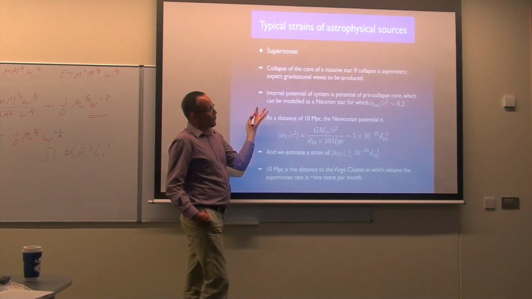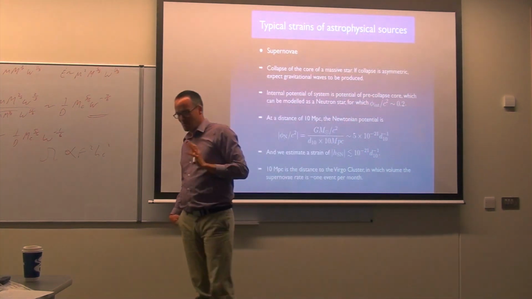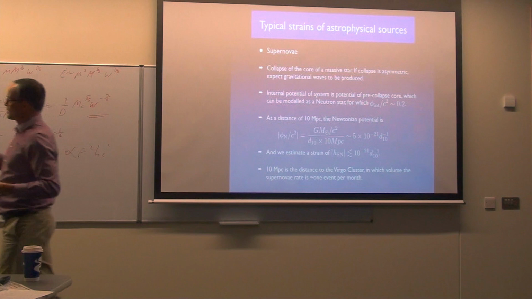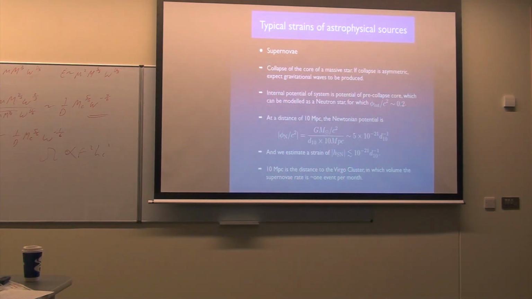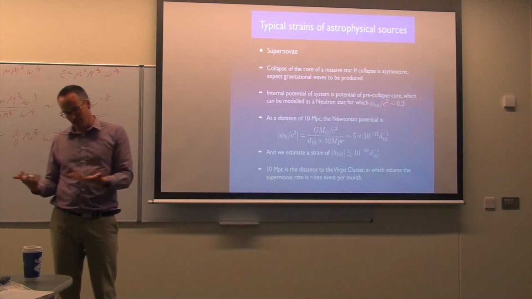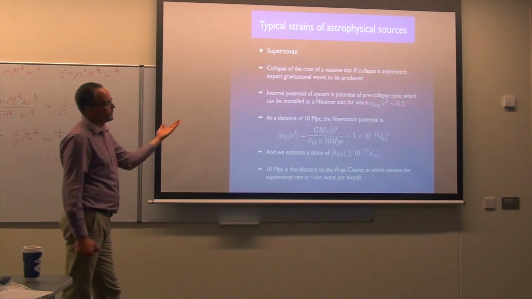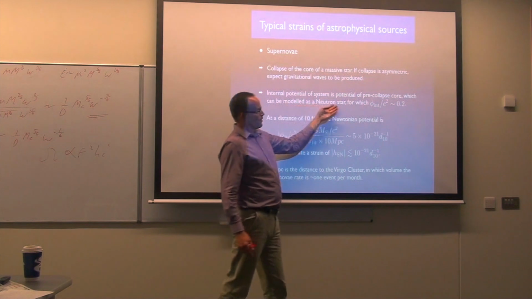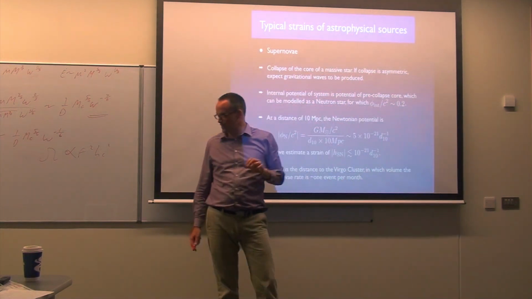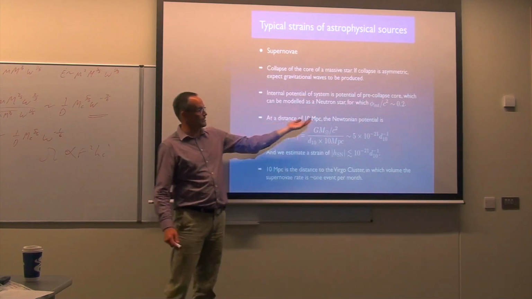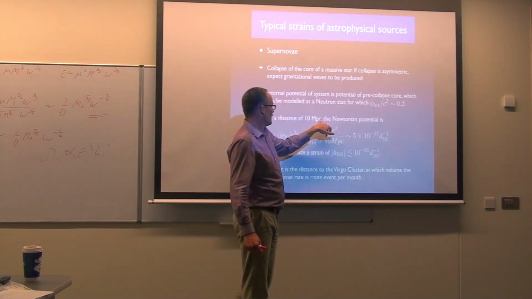If you want to work out roughly what the strain might scale like, you can use this very old expression I wrote up. I had on one of the earlier slides that h scales like the Newtonian potential times the internal potential. So for a supernova, the star has a very dense core when it collapses. So the Newtonian potential is pretty close to that of a neutron star, which is highly relativistic. So this internal potential can be of order a tenth, so in this case, say 0.2.